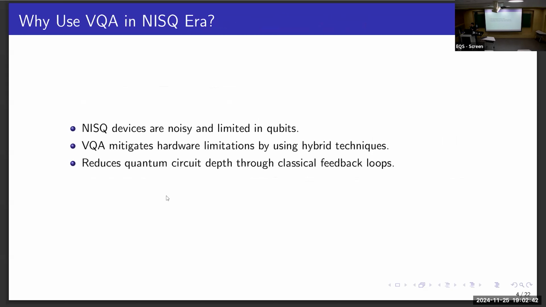So why do we use VQA? Because these devices are noisy and limited in qubits that are in coherence. So VQA mitigates hardware limitations by using hybrid techniques instead of full quantum computing. It reduces quantum circuit depth through classical feedback loops.